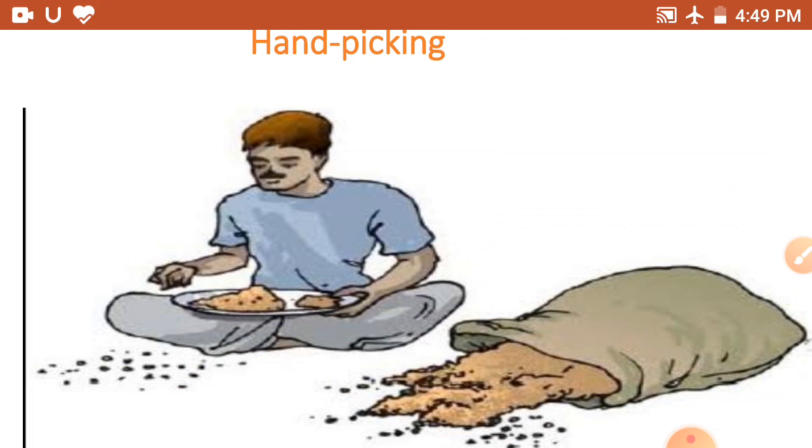In situations when the quantity of such impurities is not very large, hand picking turns out to be a time saving and convenient process of separating substances. Hand picking is done by two methods. First is individually, when a person is taking out the harmful substances singly, and the second is when it is done in a group.